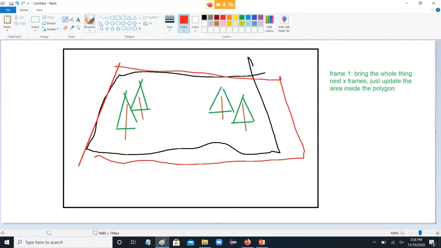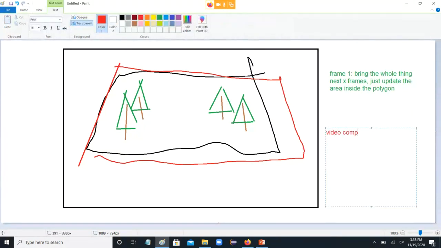So anyway, key takeaway, video compression generally tends to be more effective than unrelated image compression, for the reasons that we've just discussed.